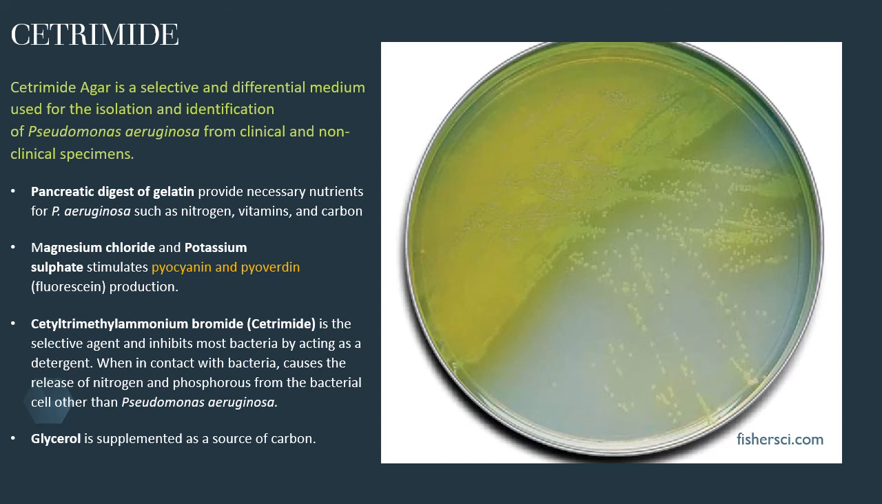And next is glycerol. Glycerol is supplemented as a source of carbon. So there are two sources of carbon: first is glycerol and second is pancreatic digest of gelatin. So this is the picture of Cetrimide agar and Pseudomonas. You can see greenish, yellowish green pigmentation, right? And some of these cultures even fluoresce in UV light. So that is how you can selectively isolate Pseudomonas.